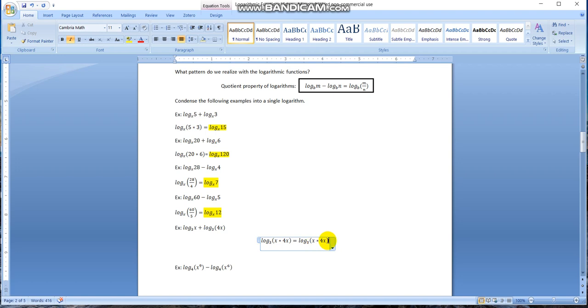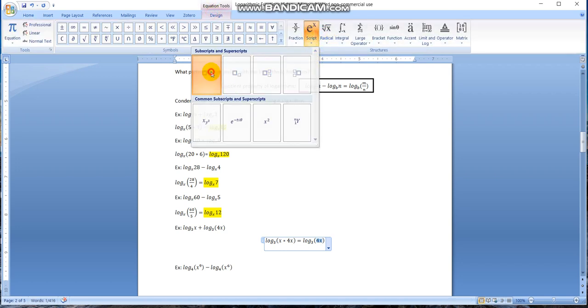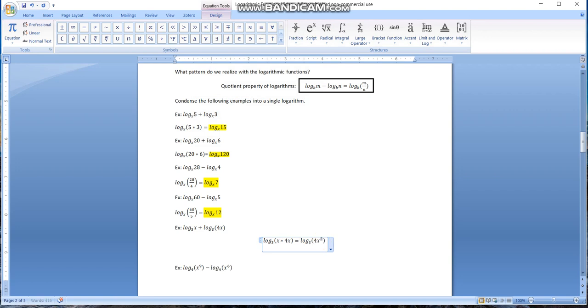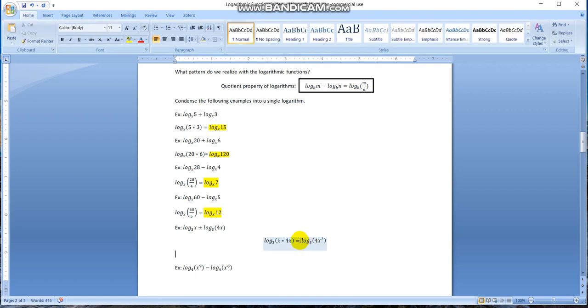So x times x is x squared. So this is going to be 4x squared. And that is it. 4x squared.